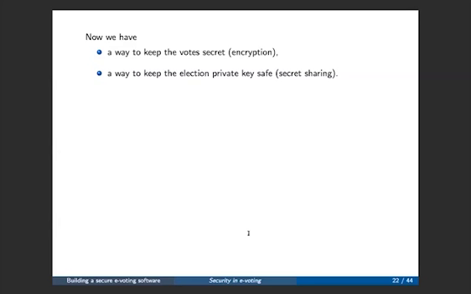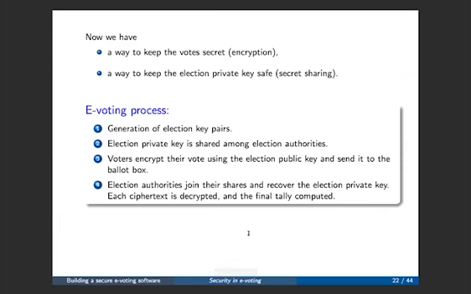This is by encrypting them. We also have a way to keep the election key, this private key, safe. We are going to secret share them among a group of election authorities. And this is how the voting process looks like right now.